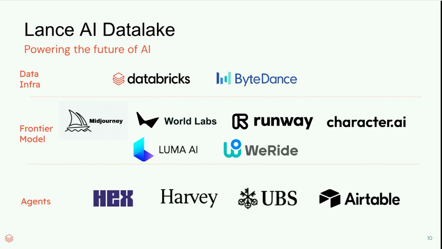Because of all those capabilities and the problems we are able to solve, we are being used in production by leading data infra companies and also frontier model companies, like Databricks, ByteDance, and several of the biggest data infra companies, and also frontier model companies for image foundation models, video, 3D, and multimodal data access, as well as autonomous driving companies. And we are also leveraged by agent companies. For example, Harvey, the biggest AI law firm company.